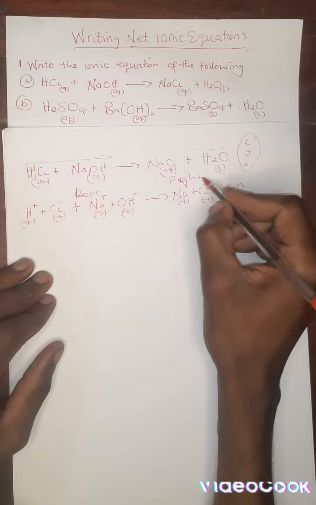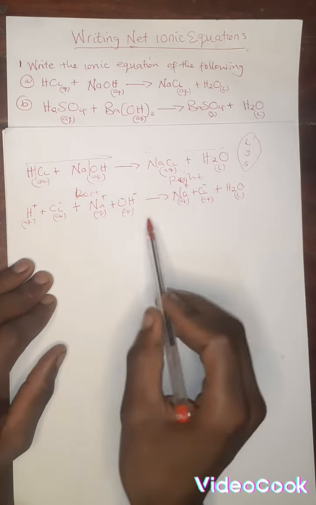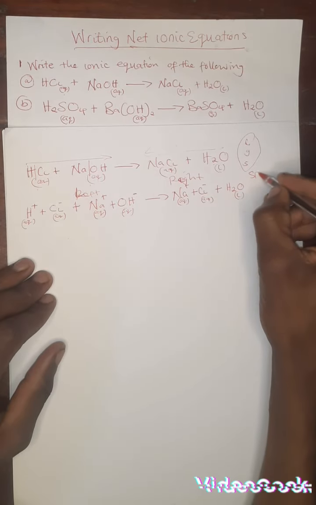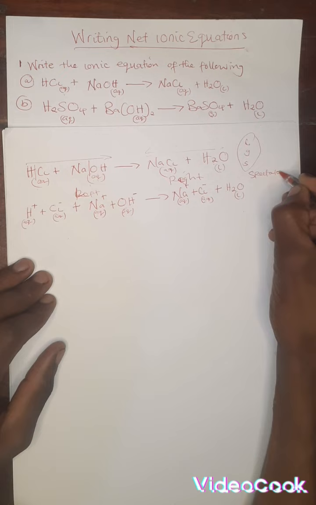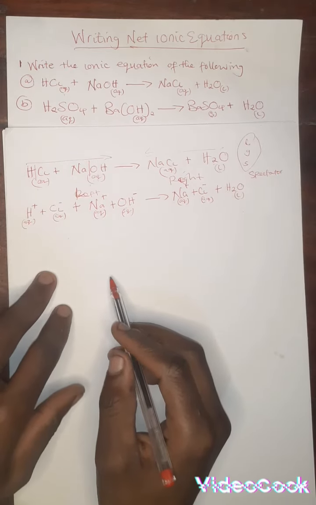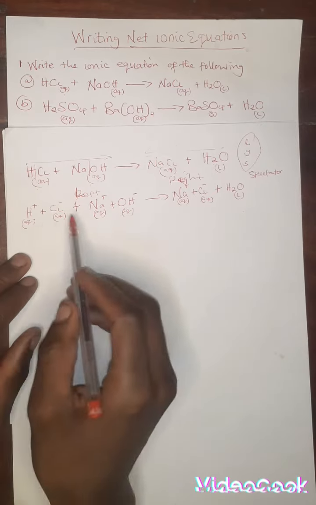So you need to omit these ions which look exactly the same here, which are called the spectator ions. So you need to remove the spectator ions. Spectator ions are ions which have not been changed, which look exactly the same on the reactant side and the product side.